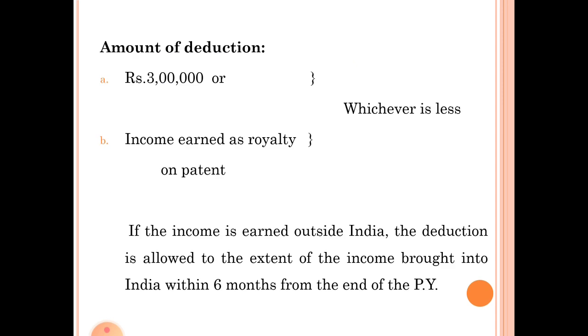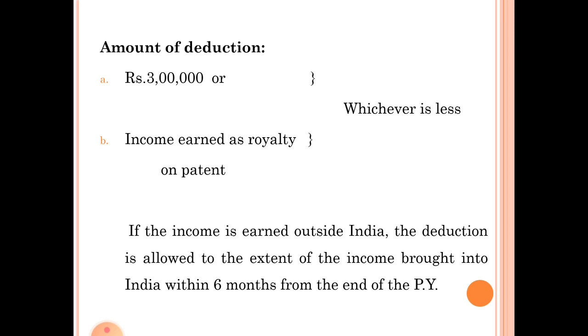Then what is the amount of deduction under this section? Here the amount of deduction is rupees 3 lakhs or income earned as royalty on patents, whichever is less. Rupees 3 lakhs or income earned as royalty on patents, whichever is less, should be considered for deduction under this section. If the income is earned outside India, the deduction is allowed to the extent of income brought into India within 6 months from the end of the previous year.